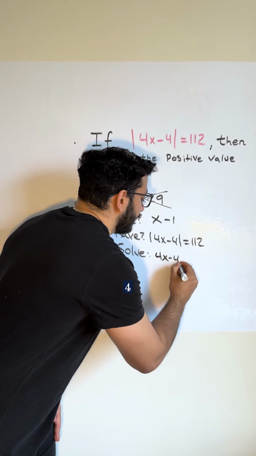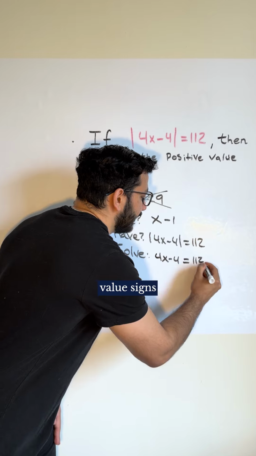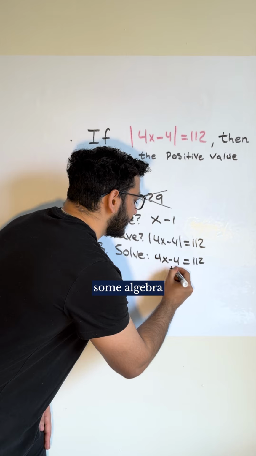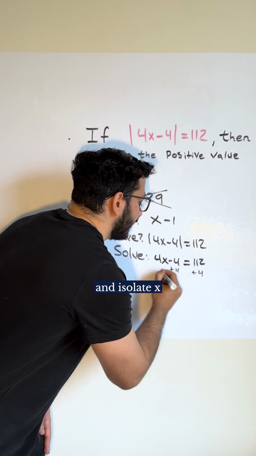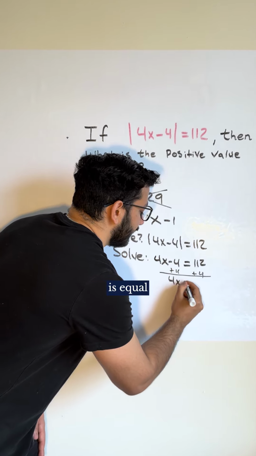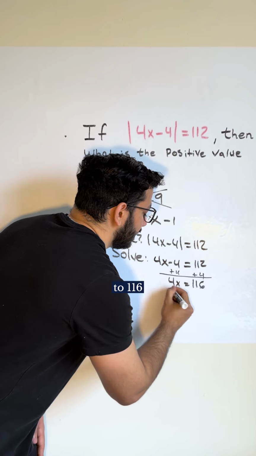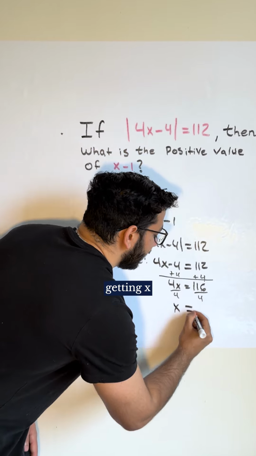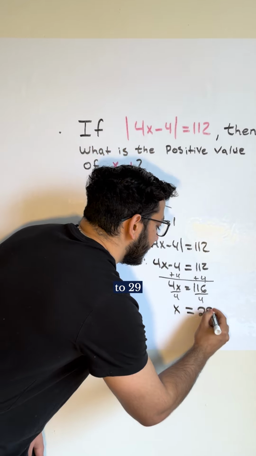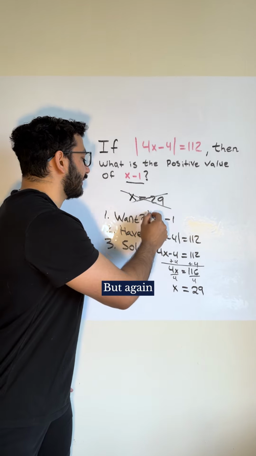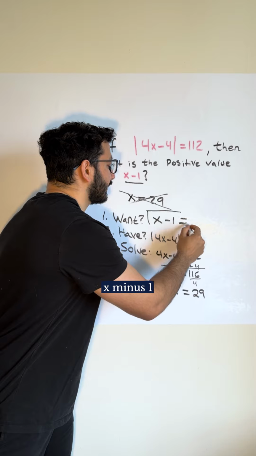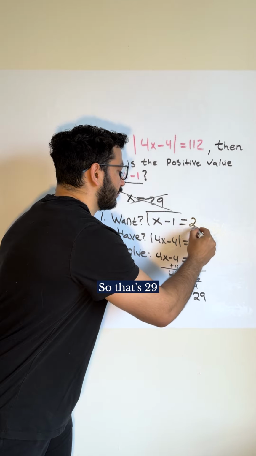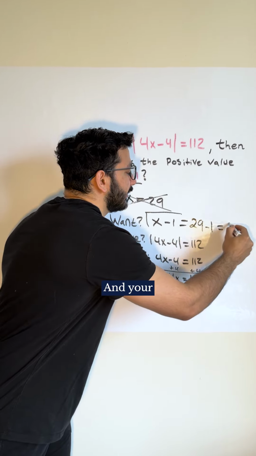4x minus 4, you'll drop the absolute value signs, and then you'll do some algebra to isolate x, and you'll get 4x is equal to 116. You'll divide by 4 on each side, and you'll end up getting x is equal to 29. Correct. But again, we want to write down what is x minus 1. So that's 29 minus 1, and your answer is 28.